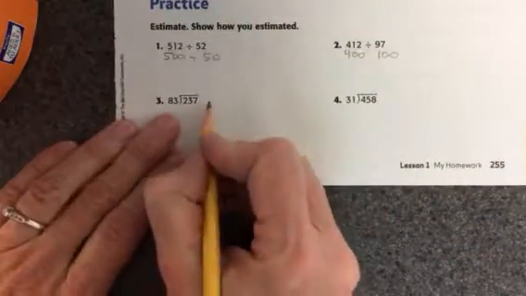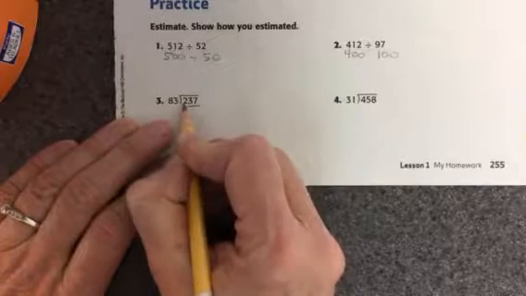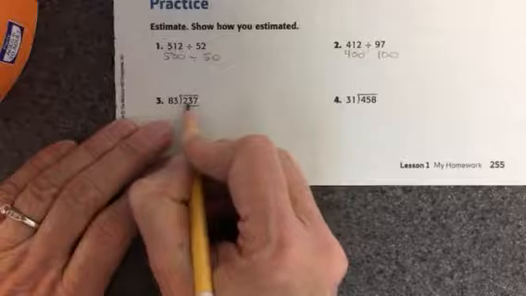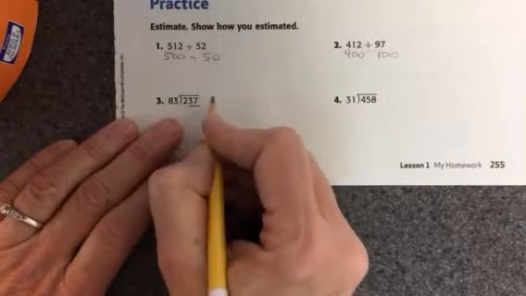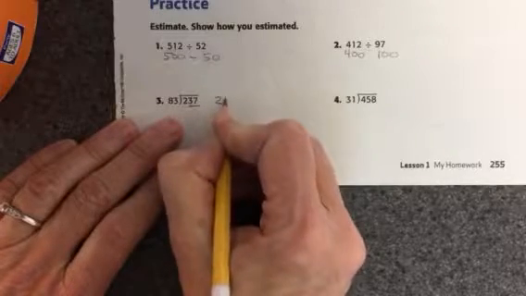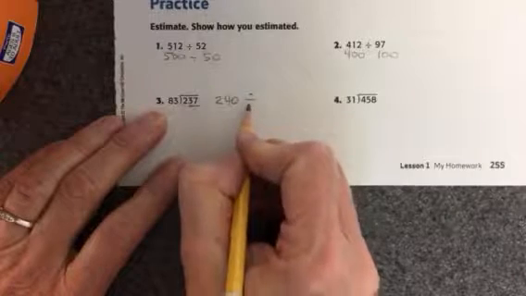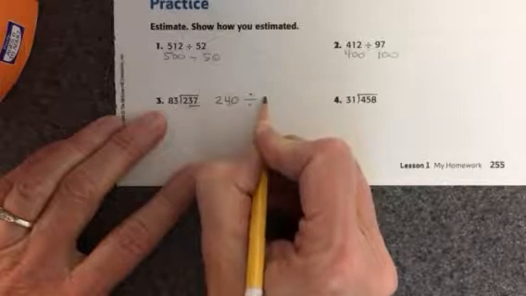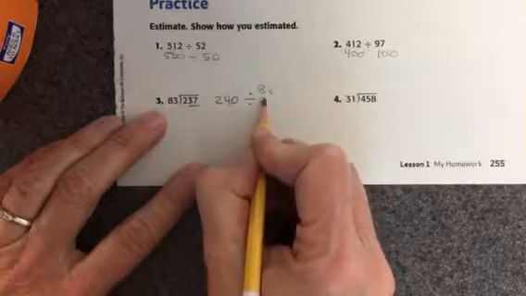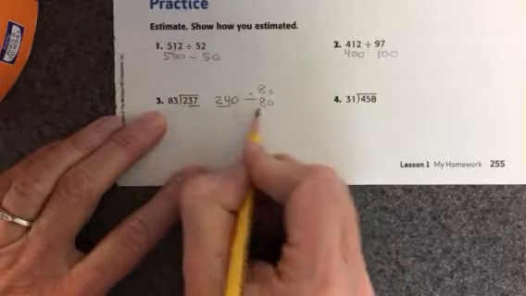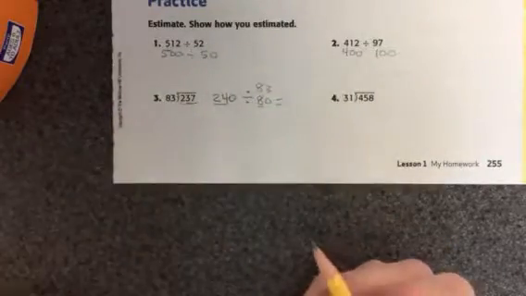Now on this one, I have 237. 237, that's higher than 230. So I'm going to round to 240. And then you can decide, I'm going to divide by 83. And I'm going to change it to 80. Can I do 24 divided by 8? Yes, I can, so that will work out. And then I'll go ahead and work it out.